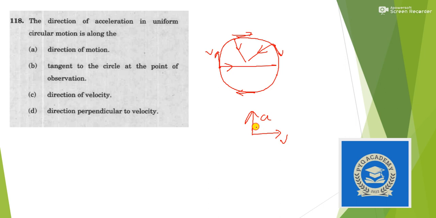Okay, let's move to the question. The direction of acceleration in uniform circular motion is along the direction of motion? No, it is not along the direction of motion. The tangent to the circle at a point? No, tangent shows the direction of velocity. Direction of velocity? No, it is perpendicular, not parallel. So the answer is the direction perpendicular to velocity, option D.